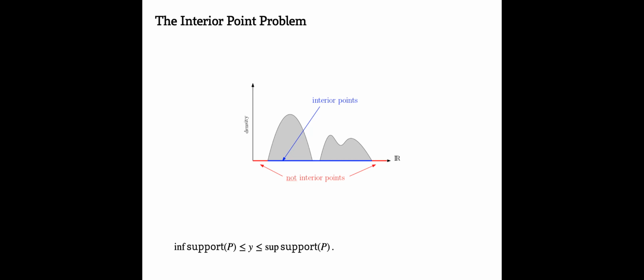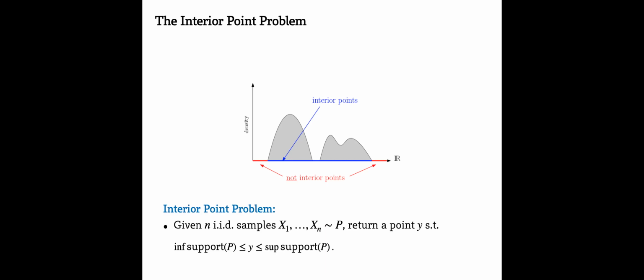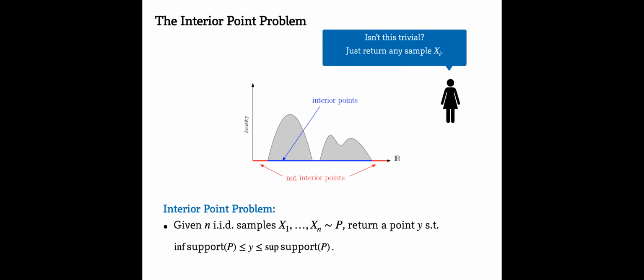So the interior point problem says, given n IID samples from P, x1 through xn, return any point Y that is an interior point of P. This problem is in fact trivial. In particular, if you give me just one sample xi, well, this sample is already an interior point of P, and so I can just return the sample and I've solved the interior point problem.